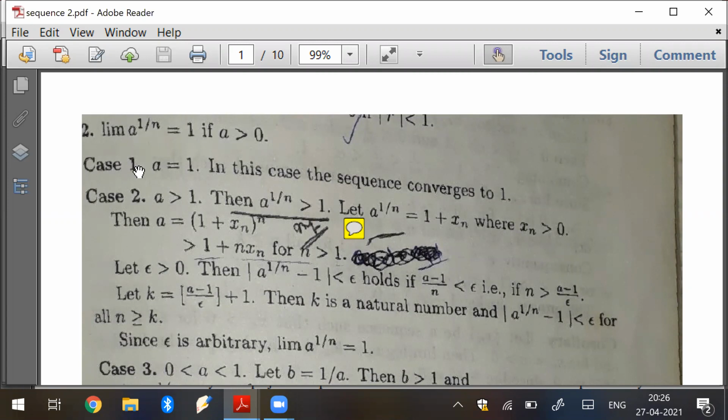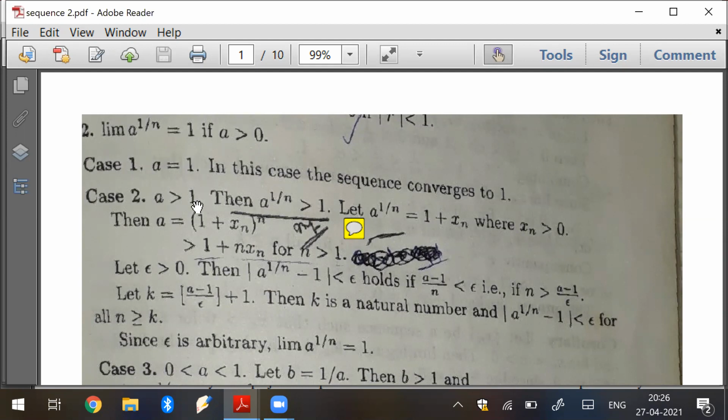So case 1, the trivial case: if you take a equal to 1, then what do you get? If you take a equal to 1, then 1 by n, you only get 1 as a number, so the sequence is a constant sequence 1, 1, 1. So obviously that will converge to 1, nothing to do. So this is the trivial case. Now case 2, where I take a greater than 1.